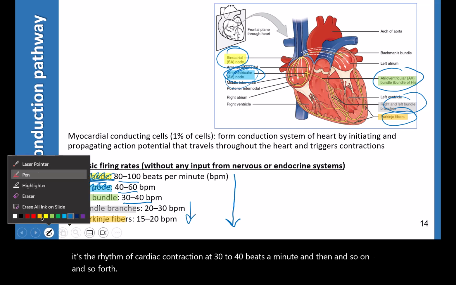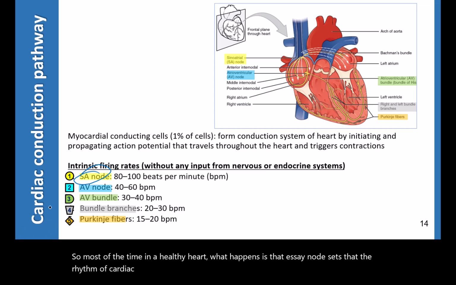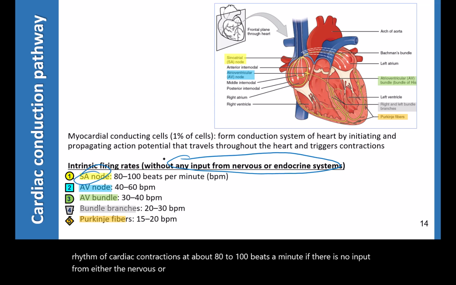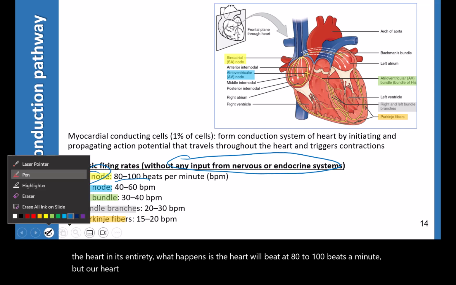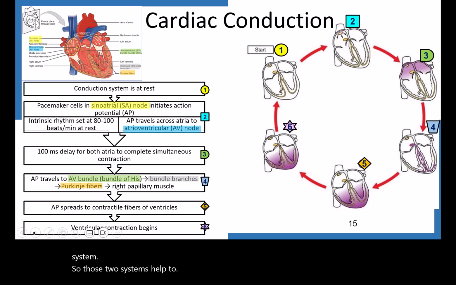So most of the time in a healthy heart, the SA node sets the rhythm of cardiac contractions at about 80 to 100 beats a minute if there is no input from either the nervous or endocrine system, right? So if you actually take out the heart in its entirety, the heart will beat at 80 to 100 beats a minute. But our heart is in our chest, and it is linked to the nervous system and the endocrine system. So those two systems help to affect the speed of cardiac conduction.